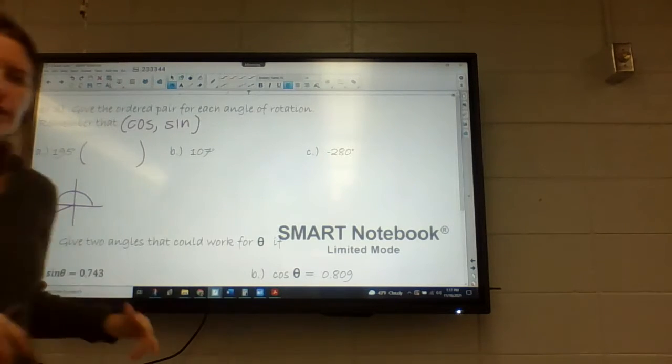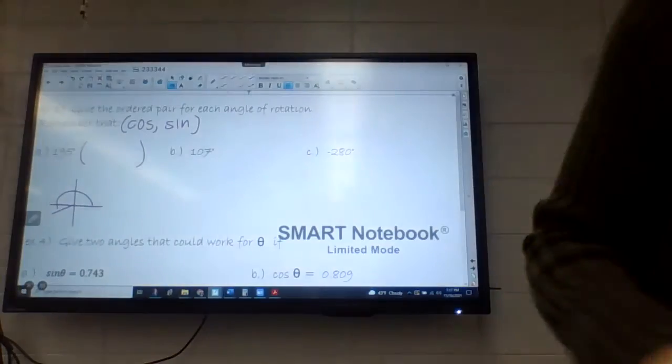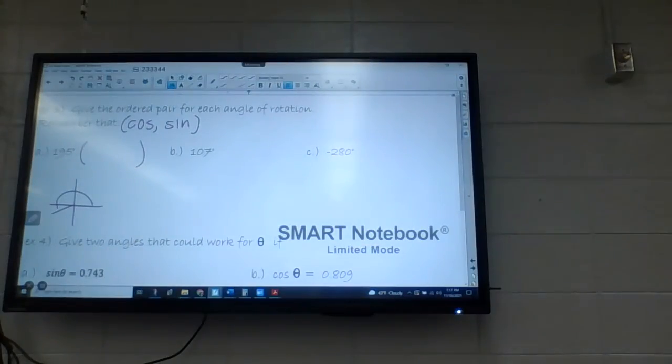So we take our calculator and do cosine of 195. You'll need a calculator for this, because doing it without one is ugly and scary.